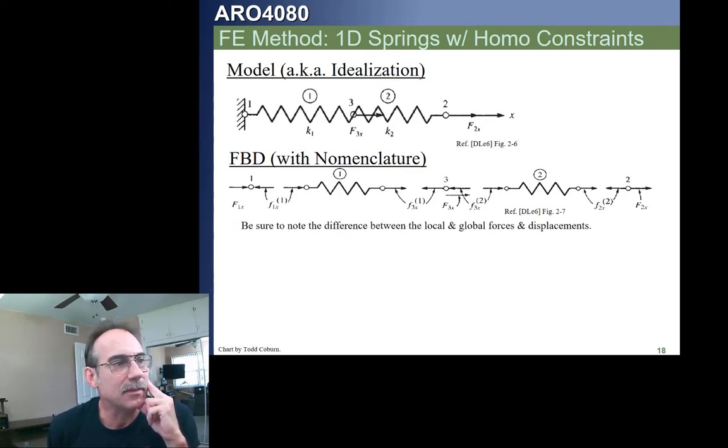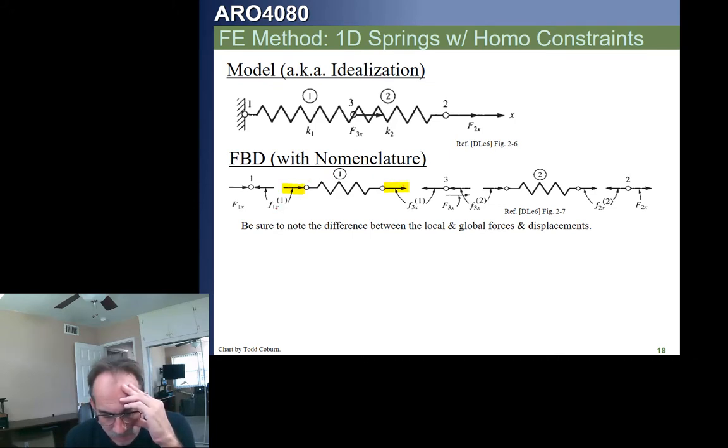Remember, if we look at this element, we see that the forces on element 1 are defined in the positive direction. This is at nodes 1 and 3 in element 1. On element 2, we've got forces at node 3 and node 2, both aimed in the positive x direction, right? The positive x, that's for element 2.